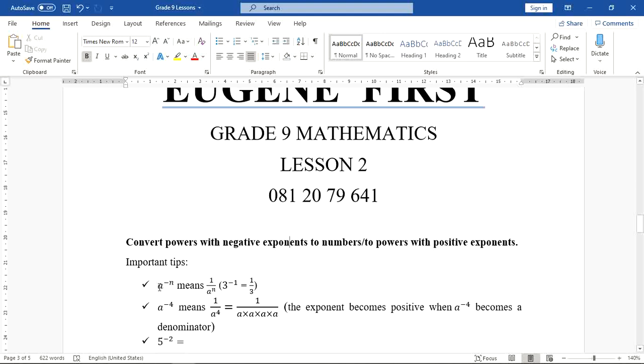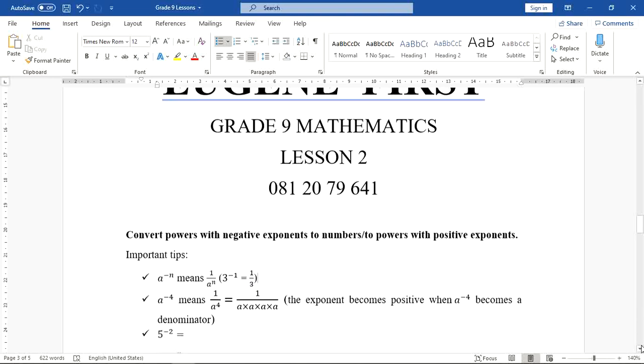If you have a exponent negative n, it means it's a fraction of 1 over a exponent n. So a exponent negative 1 becomes a fraction of 1 over a exponent n. An example here: 3 exponent negative 1 becomes 1 over 3. Now the question is, where is this 1 coming from? Let's look at the next tip. Maybe that will help us understand where the 1 is coming from.